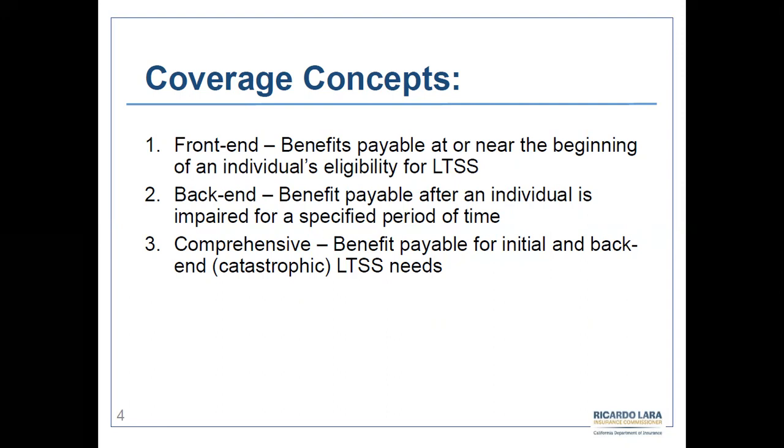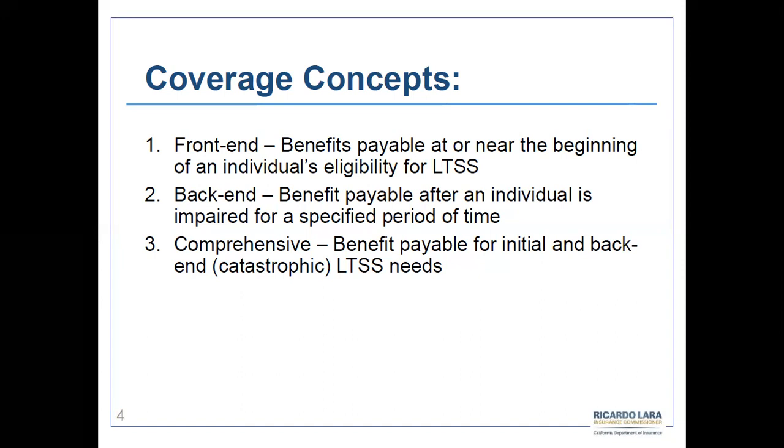Obviously, from the individual's perspective, comprehensive is ideal, but that's going to be the most costly. But comparing front end to back end, you could say that front end helps more people, but provides fewer benefits to each person. A back end benefit, on the other hand, helps fewer people, but is likely to provide more benefits to each person that receives them. And the reason for that is since the back end design has a waiting period, it's only going to start paying out after 2 or 3 or 4 years.